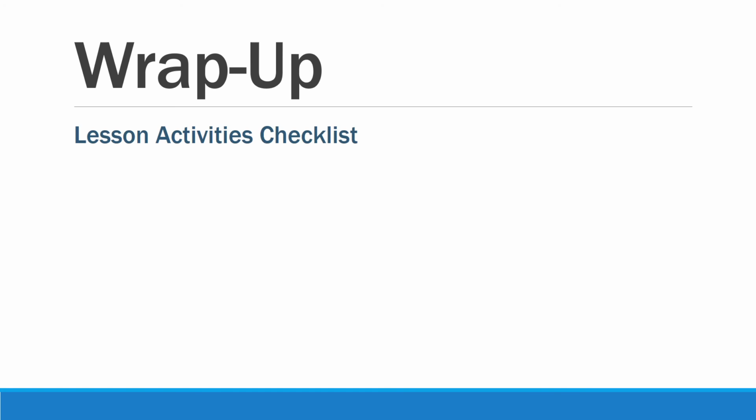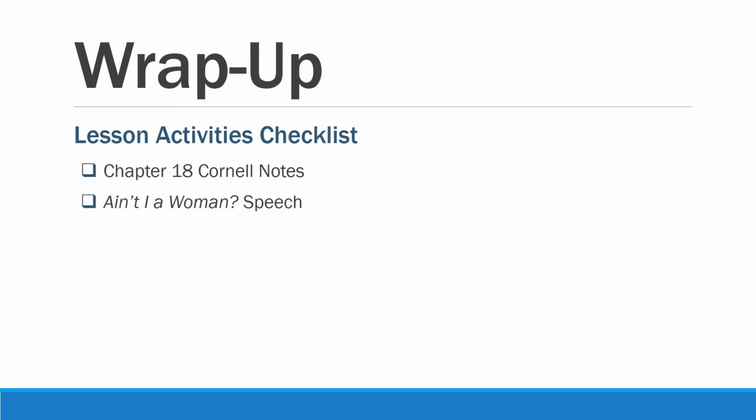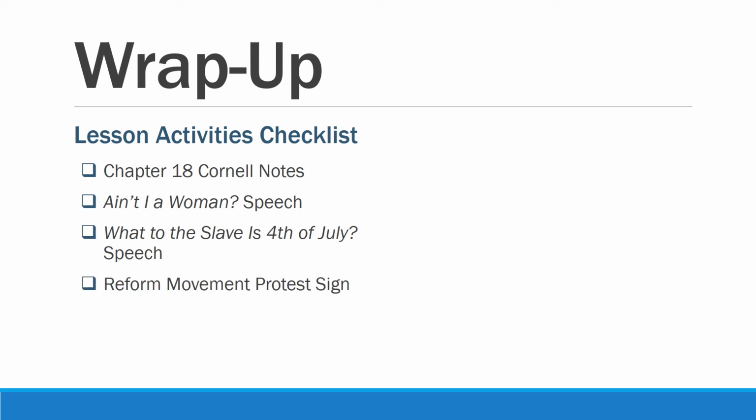So to wrap up the week, come back to this lesson activity checklist to make sure you have everything done. That would be your Chapter 18 Cornell notes, your Ain't I a Woman speech PowerPoint, your What to the Slave Is the 4th of July PowerPoint, and the Reform Movement protest sign.